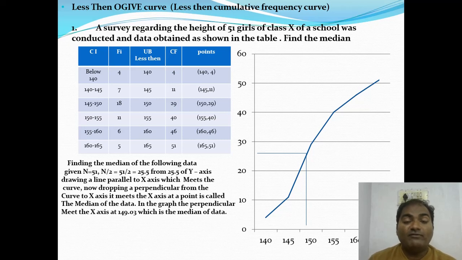Now we have a total of 51. How to find the median? We have a total of 51 girls. So to get the median, we take the n by 2 value. That is, n is 51, so n by 2 is 25.5.